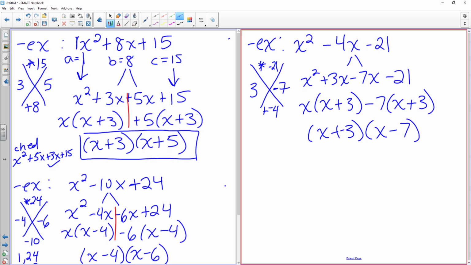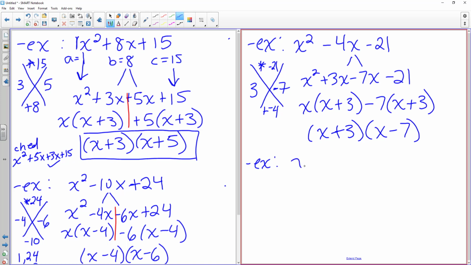Notice, with that being a minus for the c, one's going to have to be plus, one's going to have to be minus. And really, it's the larger number that ends up being negative because my middle term was negative. Now when we put a number in front of x squared in a second, that's not always the case. It's not as easy to see, but true when a is 1. One more before we put a number in front of the x squared.